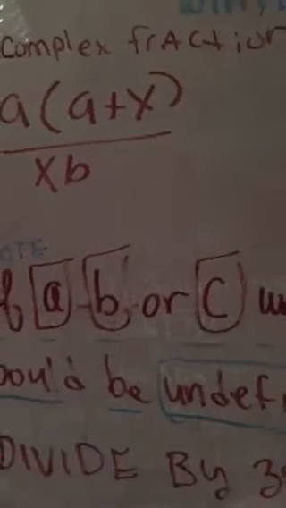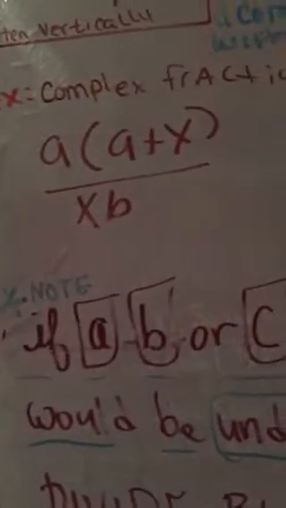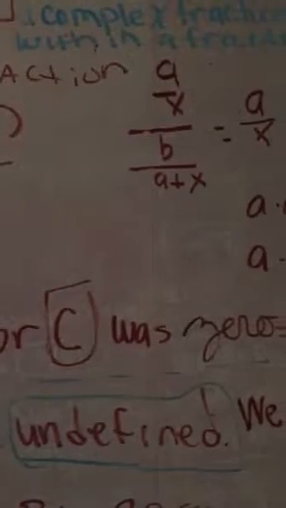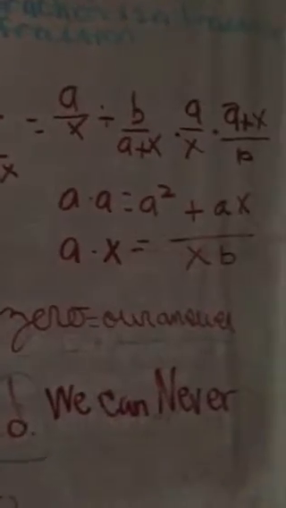And you have to copy all this down as well as this note: if A or B or C up here were ever equal to 0, our answer would be undefined. We can never divide by 0.